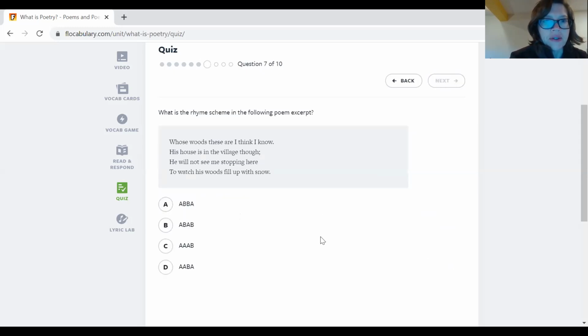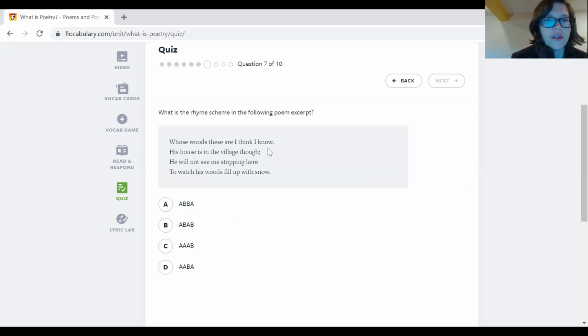All right, question 7. What is the rhyme scheme in the following poem excerpt? Whose words these I think I know, his house is in the village though. He will not see me stopping here to watch his woods fill up with snow. So you have to look at which words rhyme.